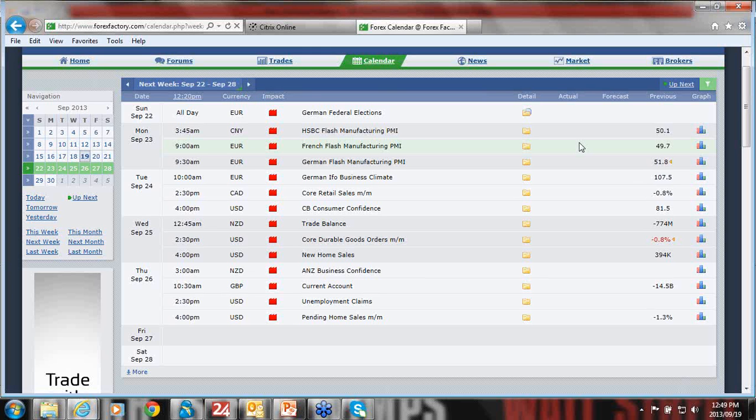At 2:30 and 4 p.m. respectively, we have core durable goods orders, followed by new home sales reports coming out of the States. And these are both strong indicators of economic health. Any positive data coming out of these two reports will probably boost the value of the dollar. Okay, so you will see the dollar strengthen somewhat against the major counterparts, and gold might take a hit, as well as silver, if the dollar does strengthen.